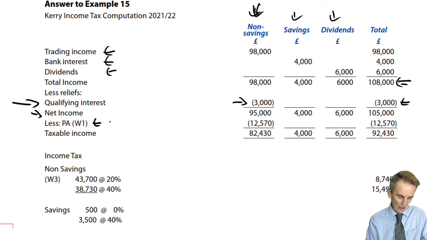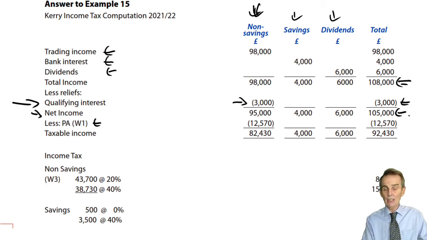But that then means we need to work out the available personal allowance. Now we can see that we've got a total income figure of 108 and a net income figure of 105. So that net income at the moment does exceed the 100,000 income limit, and therefore if nothing else had happened here, there would be a reduction in the personal allowance.